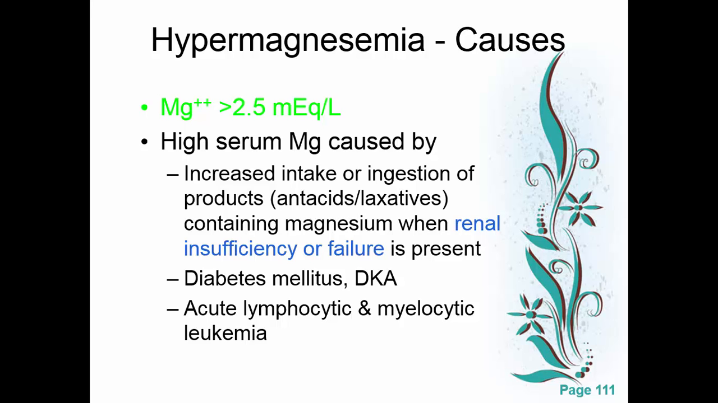Hypermagnesemia causes could be increased intake or ingestion of products that contain magnesium. That's usually antacids and laxatives. This is usually more prevalent when renal insufficiency or failure is present. Hypermagnesemia is rare, and it's usually only seen in clients that have renal failure. So patients with diabetes mellitus and DKA, that may cause them to have a high magnesium level.